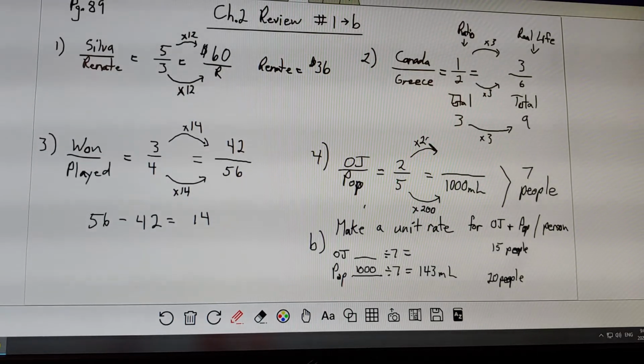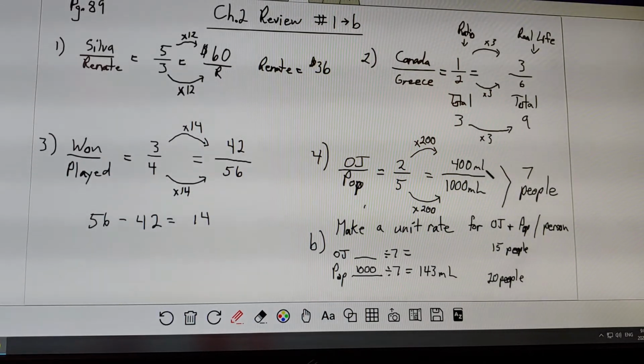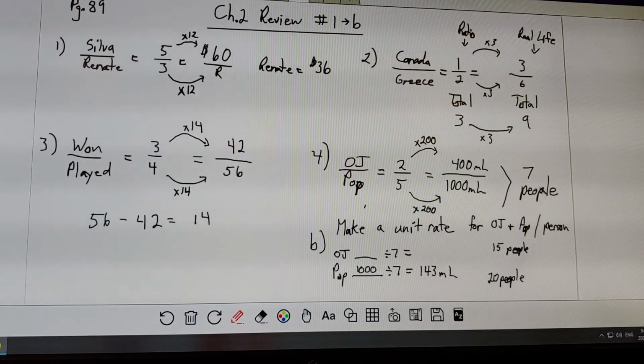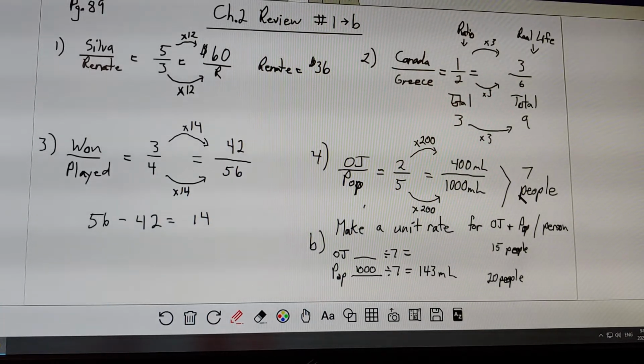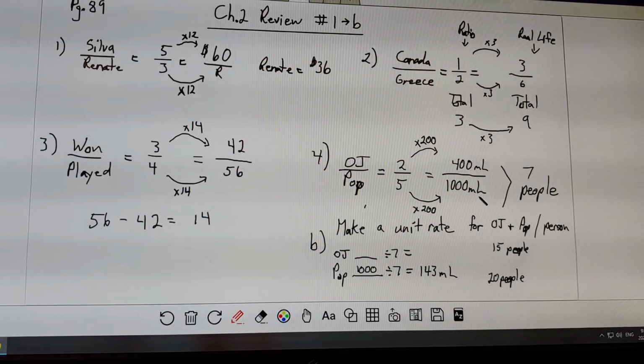Okay, times 200. 2 times 2 is 4. Put on the extra 2 zeros. We need 400 milliliters of OJ. So that's enough to make for 7 people. You get 400 mils of OJ, 1,000 mils of pop, and there's punch for 7 people.